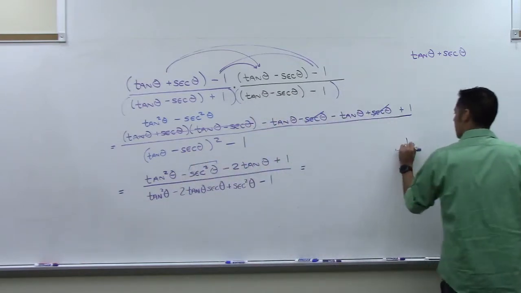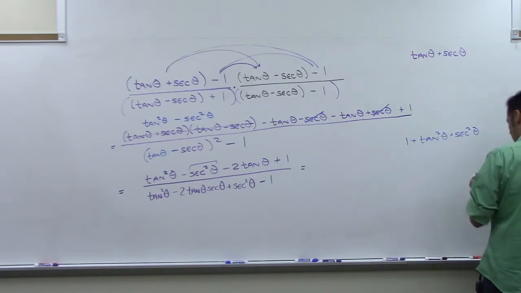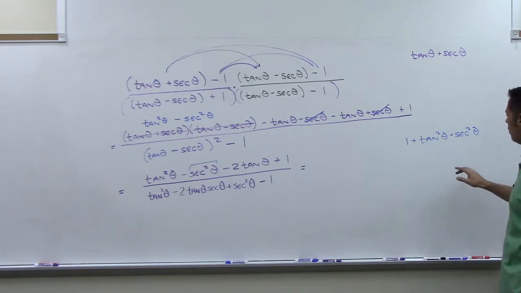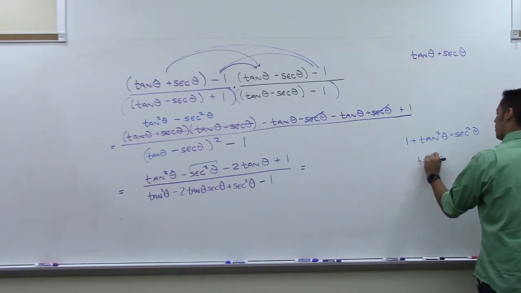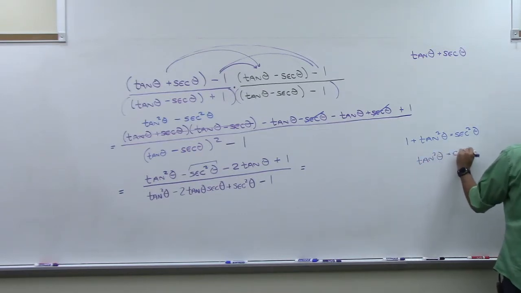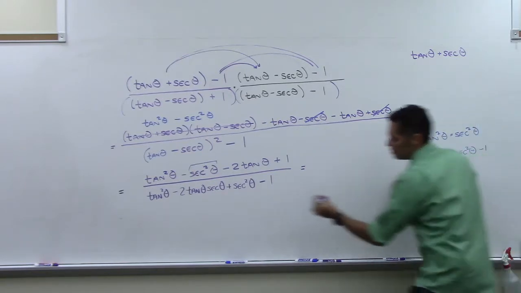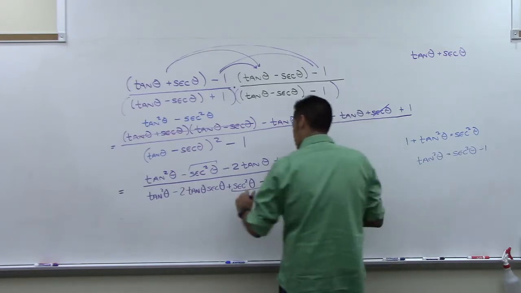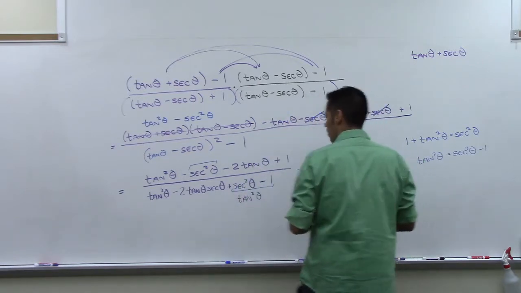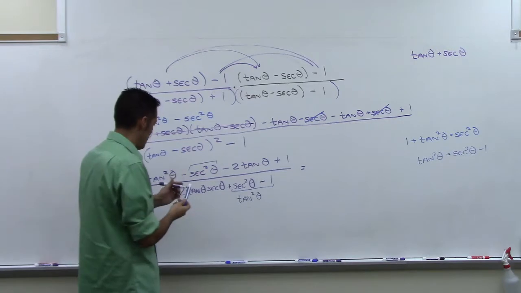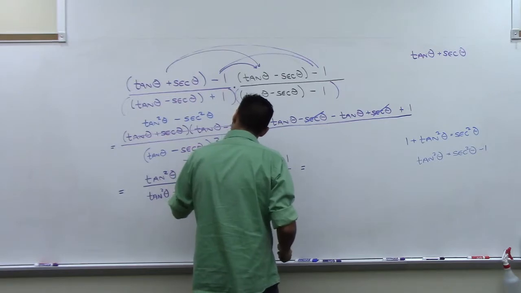I'm going to be using the identity 1 plus tangent squared theta equals secant squared theta. And I'm actually going to use this formula twice. If I move the 1 to the other side, I get secant squared theta -1. So on the bottom, secant squared theta -1, this right here is tangent squared theta. And then I can replace this secant squared theta, and I'm going to do it in parentheses this time. I'm going to have a minus, and then secant squared theta is 1 plus tangent squared theta.